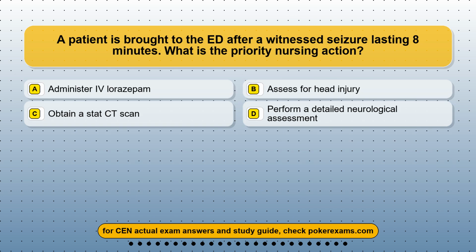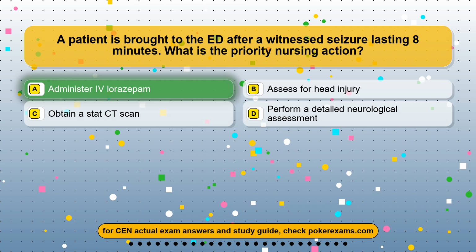Question 12. A patient is brought to the ED after a witnessed seizure lasting 8 minutes. What is the priority nursing action? Option A, administer IV lorazepam. Option B, assess for head injury. Option C, obtain a stat CT scan. Option D, perform a detailed neurological assessment.